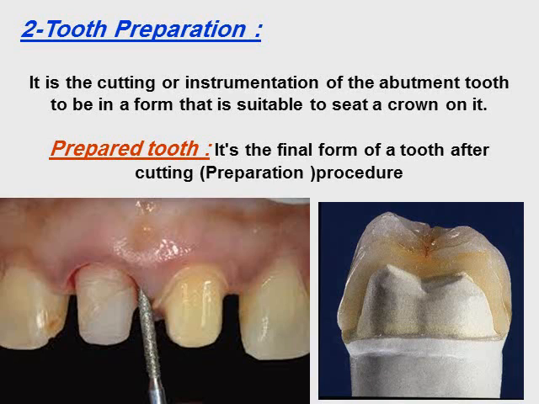Now, the second step, which is a very important step, and it will be done by the dentist clinically, is the preparation of the tooth. The abutment tooth will be cut in such a way to make it suitable to receive or to seat a crown on it.